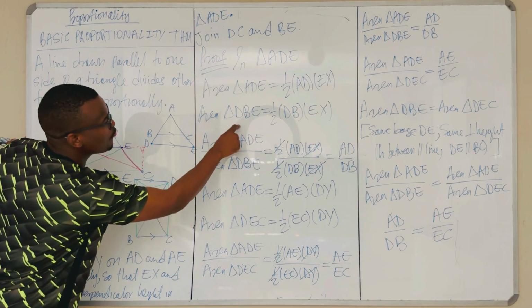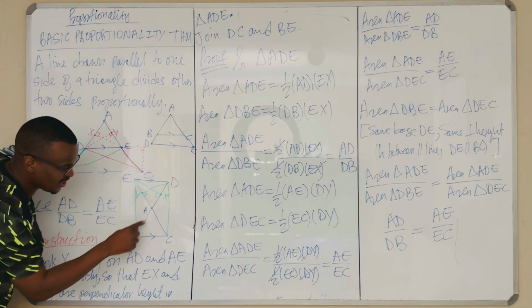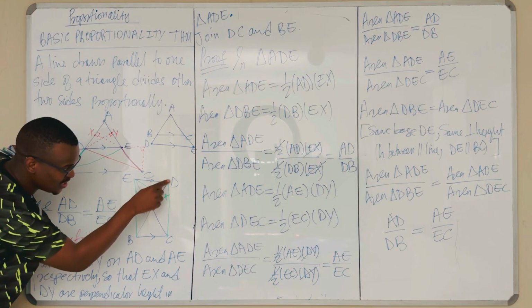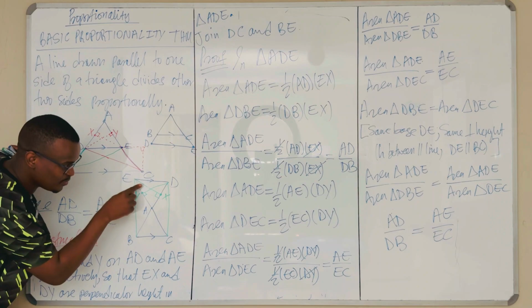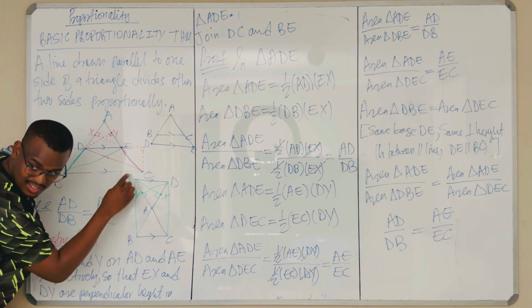Now, what else do we do? We went on to calculate the area of DBE. Where is DBE? DBE is this big triangle over here. Here's the altitude of DBE. So it's going to be half base, which is DB, times perpendicular height, which is BX. Look at that.